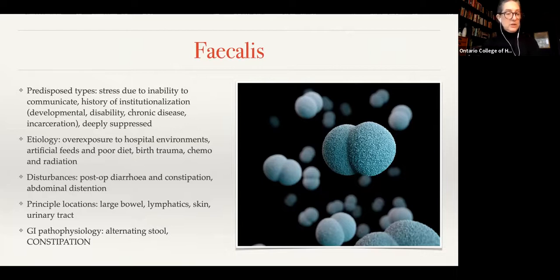There are the disturbances you'd expect to see: post-op diarrhea and constipation, abdominal distension. The principal locations are large bowel, lymphatics, skin, and urinary tract, and the GI pathophysiology is alternating stool with a strong emphasis on stubborn and intractable constipation.